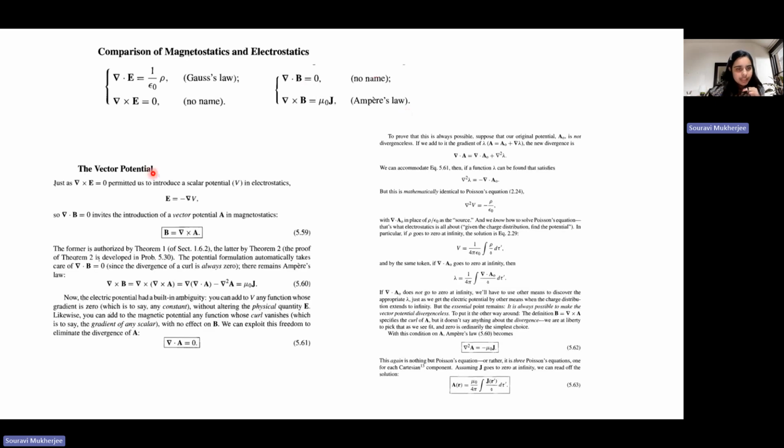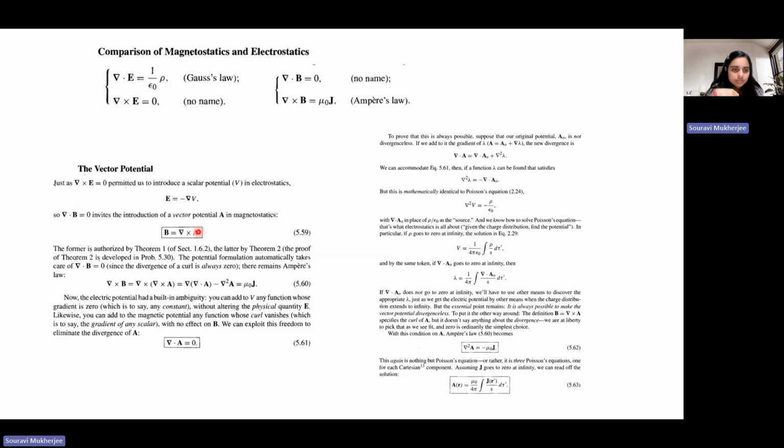Now, using this, we ultimately want to find electric field or magnetic field or things like that, right? And we are looking for simpler ways of finding these quantities. So we know that it's easier to deal with scalar potentials, and that's why we introduced this scalar potential V in electrostatics.